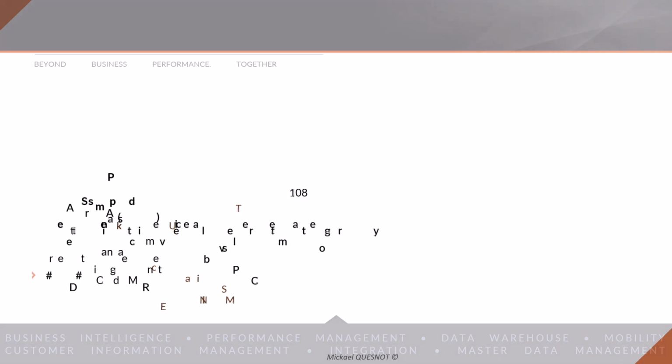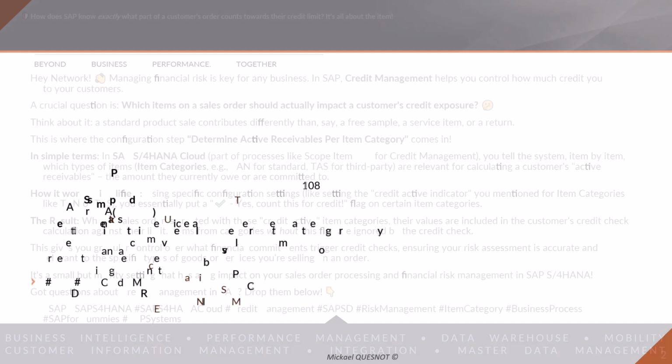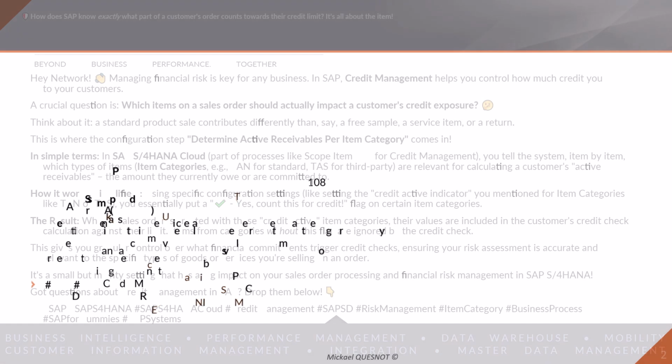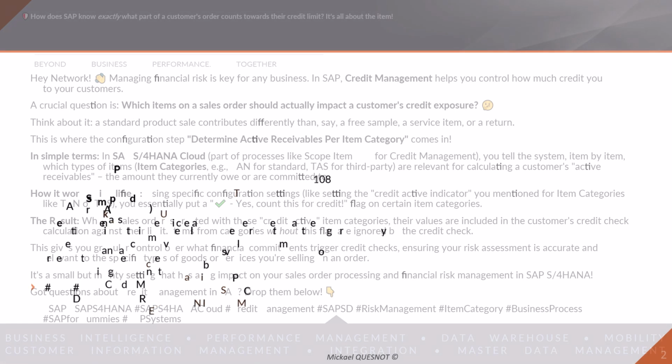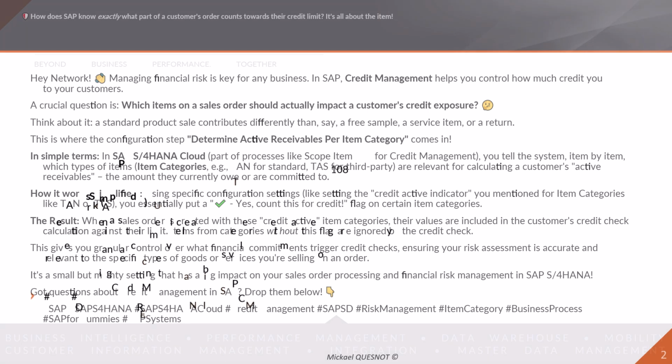Okay, so the core question then is, when you've got a sales order, and it has all sorts of stuff on it, standard products, maybe a free sample they're throwing in, maybe a service, even a return item. How does SAP make the call? Which of those impact the credit check? Yeah, good question. Because they shouldn't all have the same weight, should they?